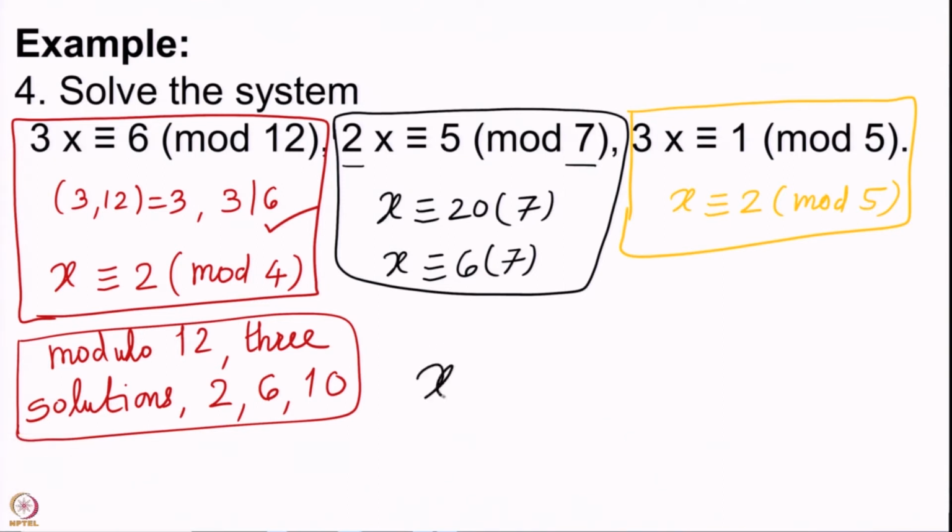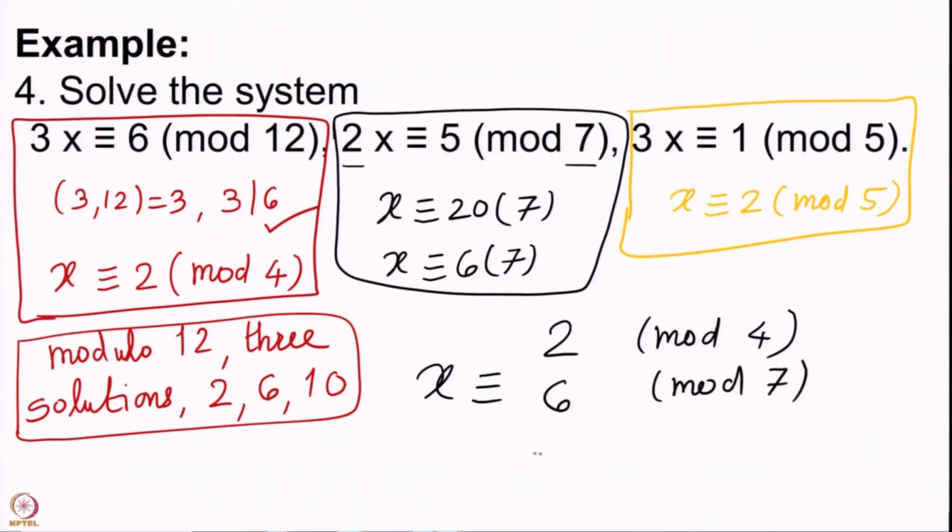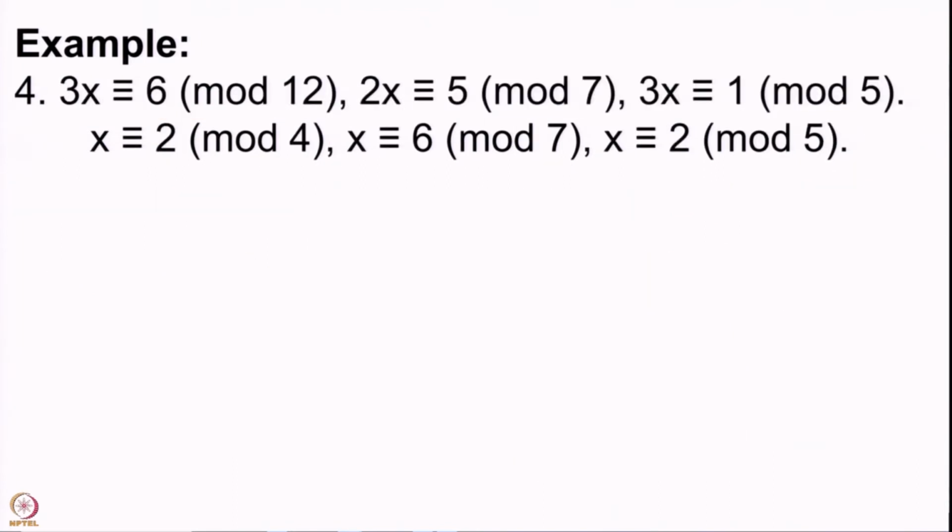So, they are 2 mod 4, 6 mod 7 and 2 mod 5, and these are the 3 systems that we now have to solve. So, 2 mod 4, 6 mod 7 and 2 mod 5, that is what we have here. So, by now we are quite expert in solving systems like this. Let us compute n1, n2, n3 here quickly.